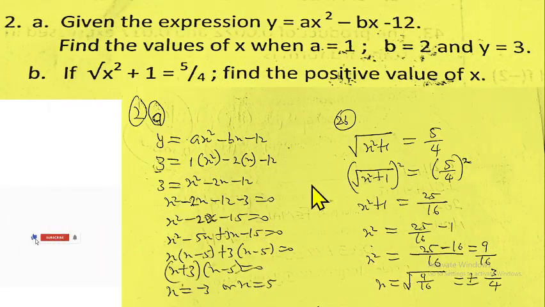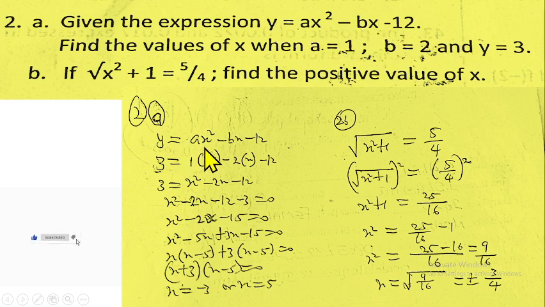Question number 2. Given that the expression y is equal to ax squared minus bx minus 12, find the value of x when a is 1, b is 2, y is 3. So this is just a substitution into an algebraic equation. You have been given the values of a, b, and y, so you have to find the value of x.